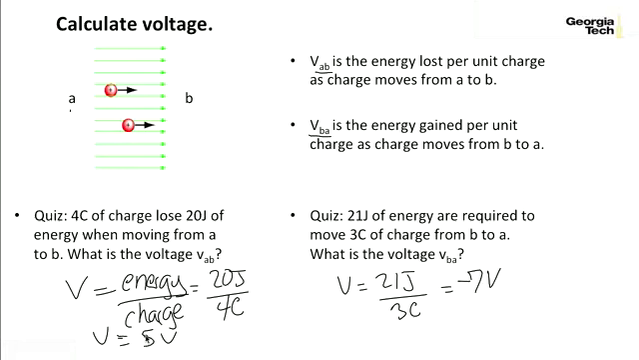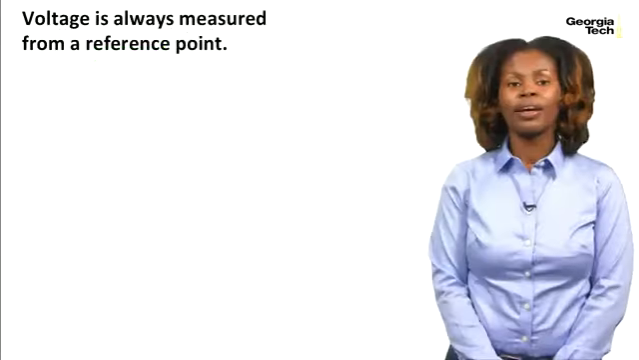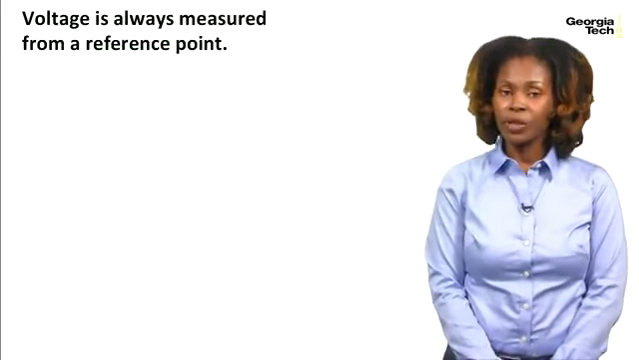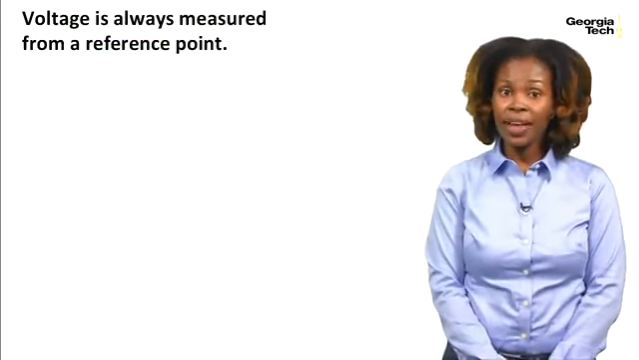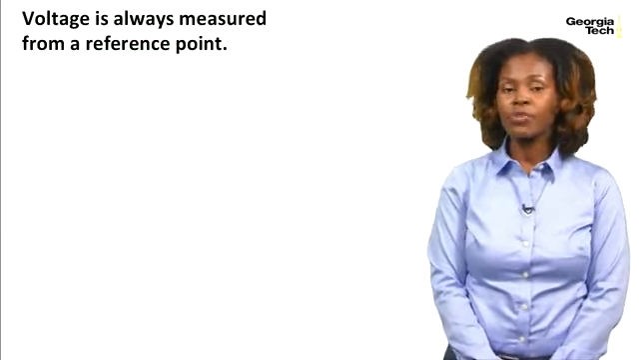So when the charge moved from A to B, it lost energy. We're moving with the electric field lines, and we get a positive 5 volts. When we move from B to A, we gained energy going against the electric field lines, and we get a negative 7 volts. Another important fact to realize about voltage is that the measurements are always from a reference point.